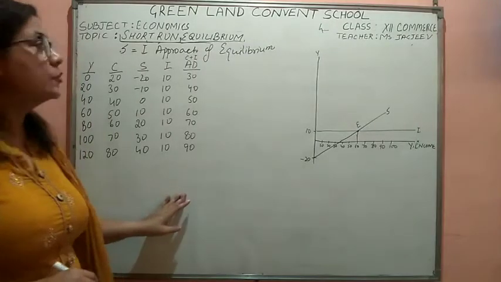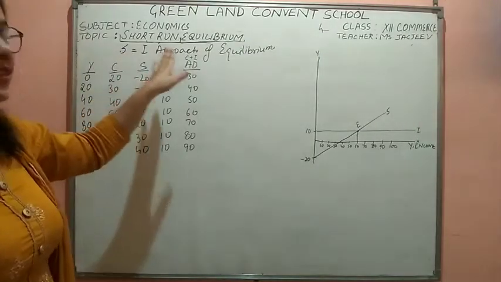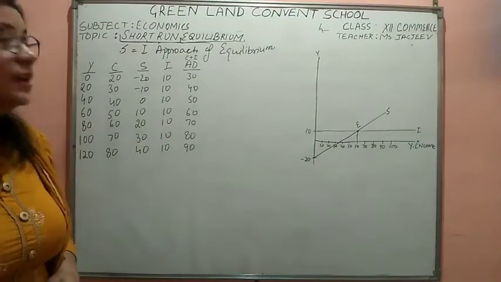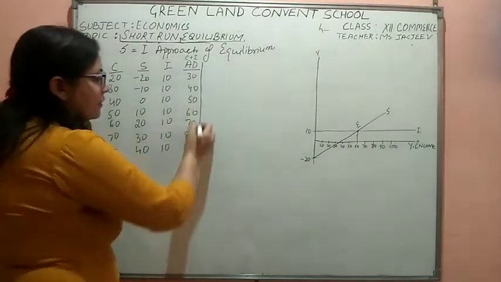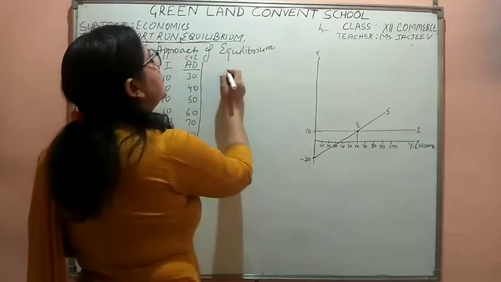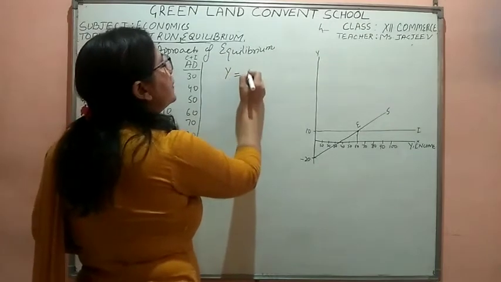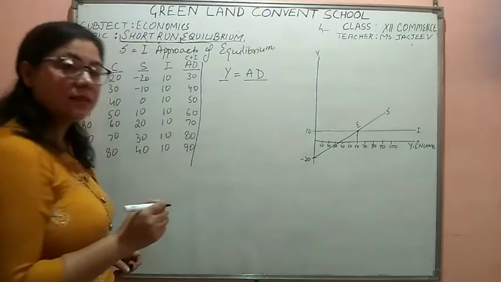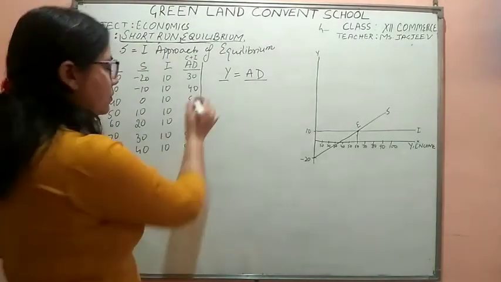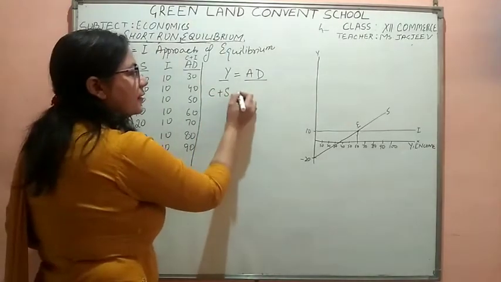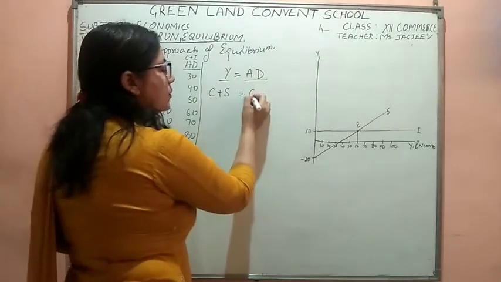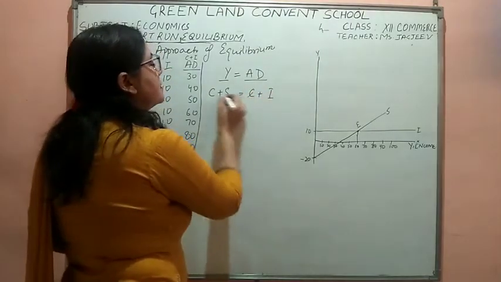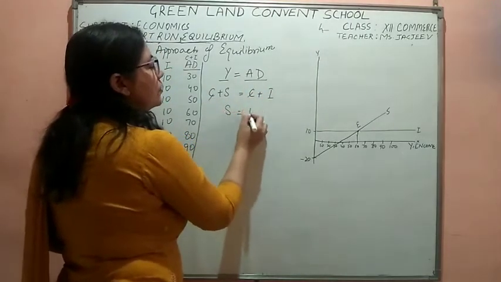Now students, we will be discussing the saving and investment approach of equilibrium. When we talked about the saving and investment approach, we said that Y is equal to AS. What is Y? That is the income. It has two components, C plus S, and aggregate demand has two components, C plus I. C and C cancel, so savings is equal to investment.